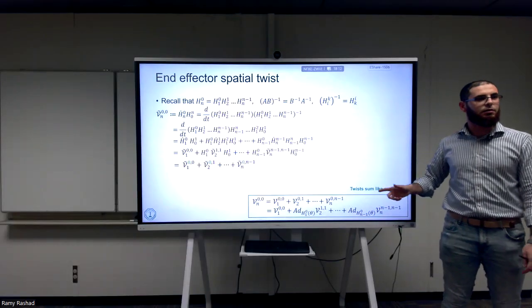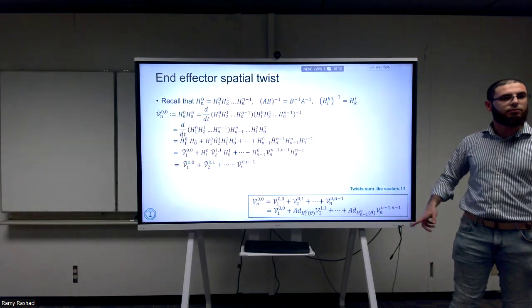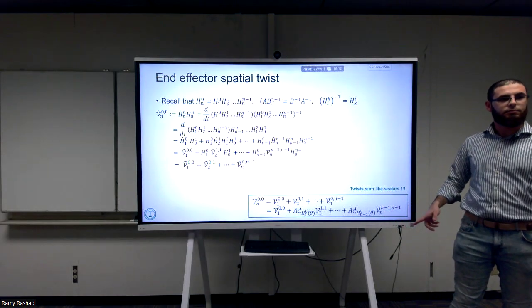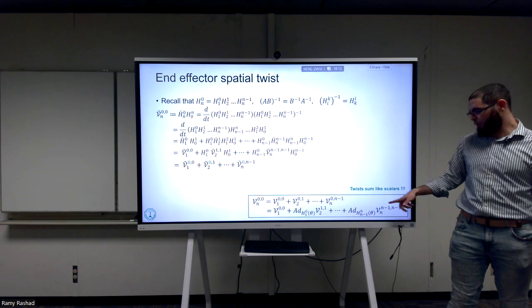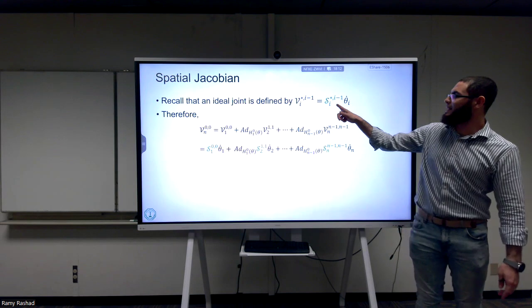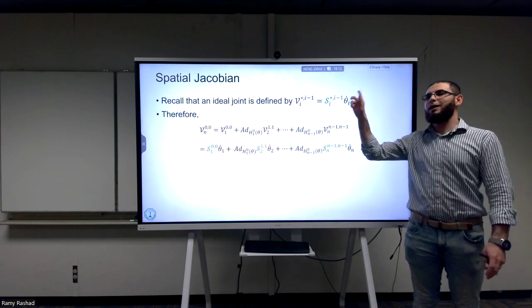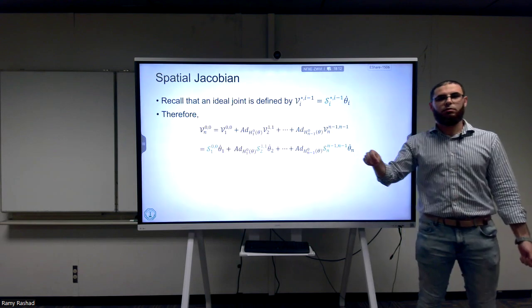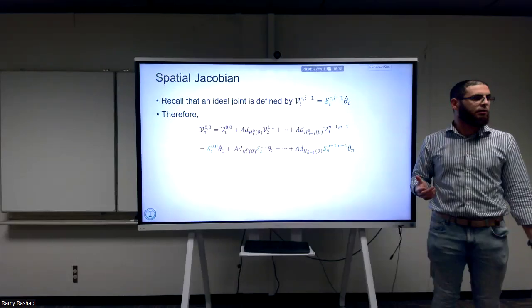Can anyone guess? Why are we writing it in this way? Because the measurement, or the measure, is local. But why are we representing it in the n minus 1 frame? What happens when we do that? Or in other words, what happens when we represent the i minus 1 screw in the i minus 1 frame? What happens to it? It becomes a constant.